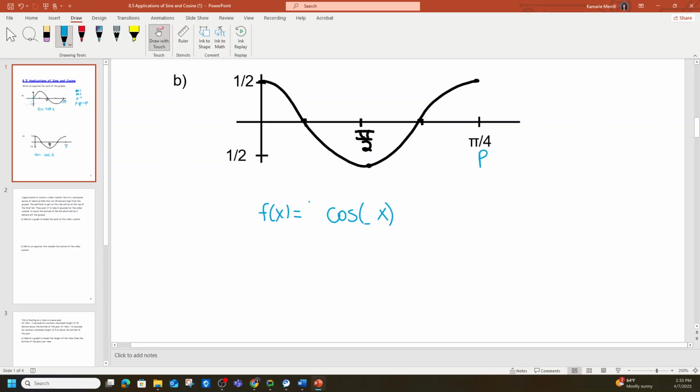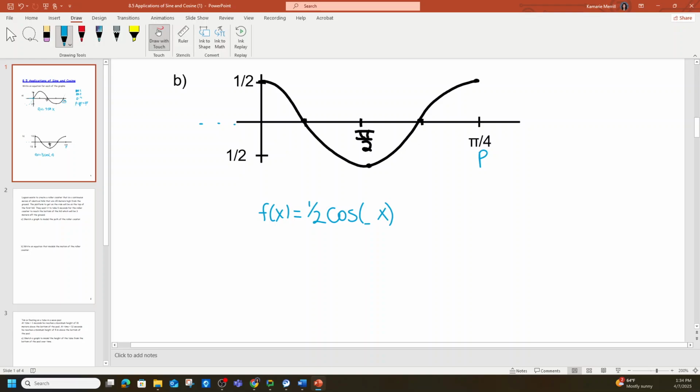Can you guys tell that my amplitude is just a 1/2? My amplitude is kind of flipped and down, and I didn't shift anywhere vertically, so my midline stayed at 0. So we've got to calculate our b.